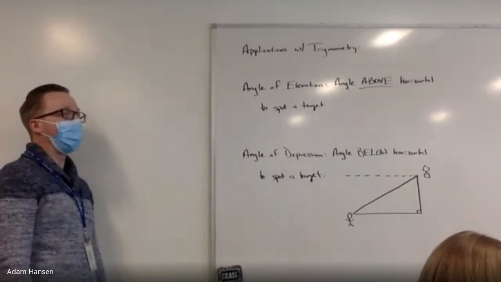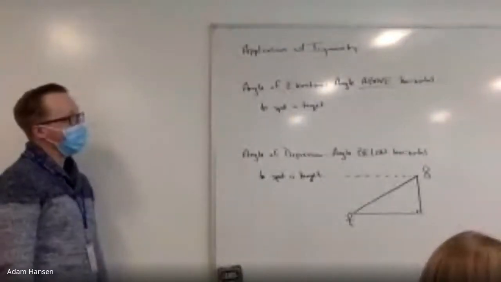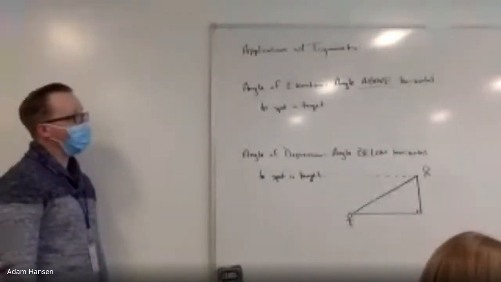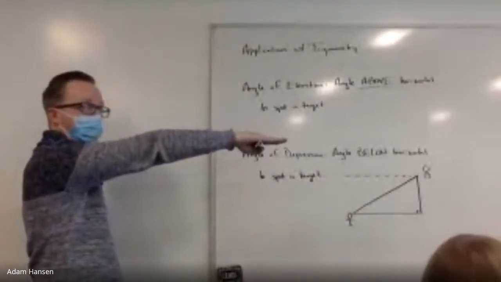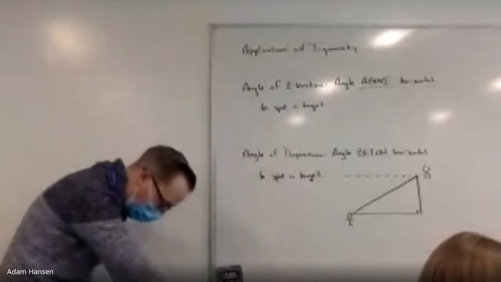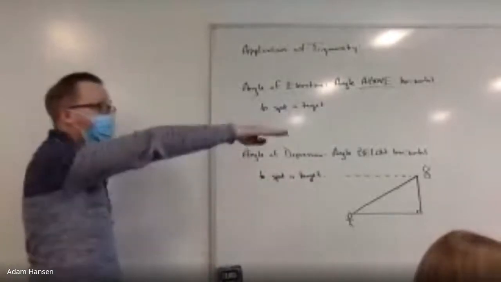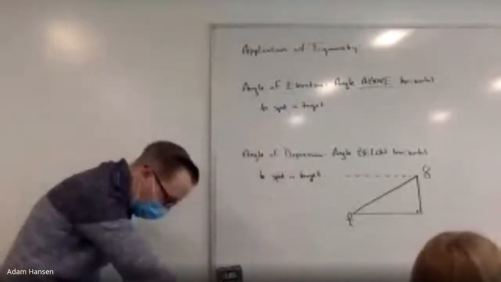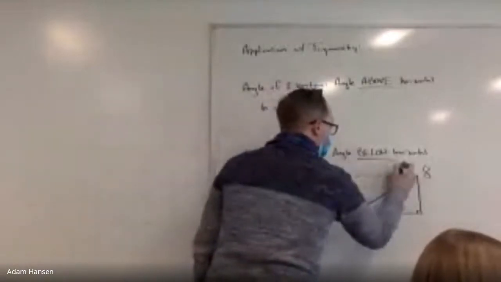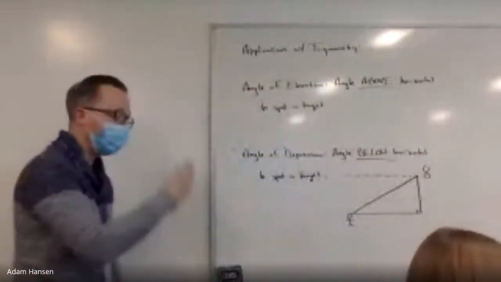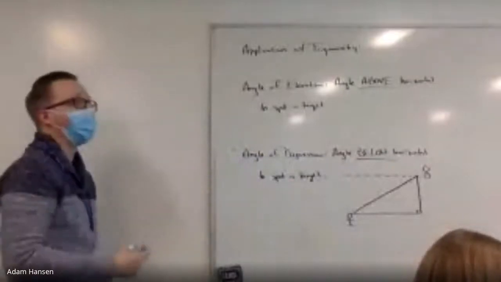Angle of depression is just the opposite. An angle of depression is defined to be the angle below horizontal. So if I have the horizontal running left and right like this, I look down at my feet, the angle that I rotate from the horizontal down to look at my feet is called the angle of depression. When you see angle of depression, think below. I'm looking down at something. I'm rotating under the horizontal.